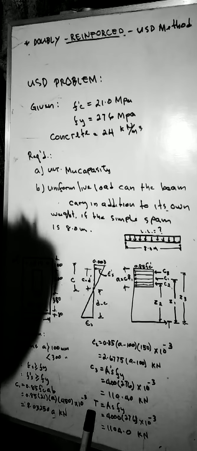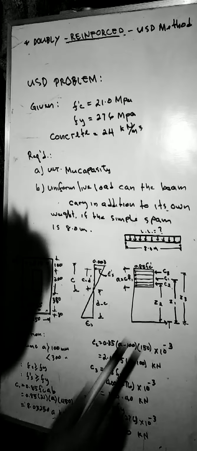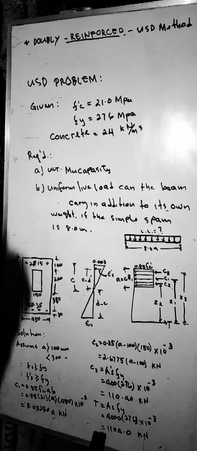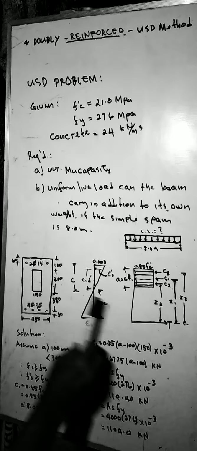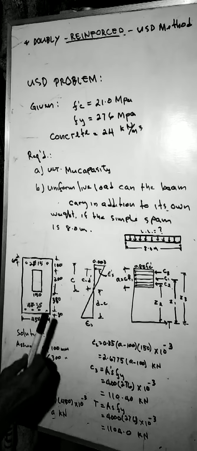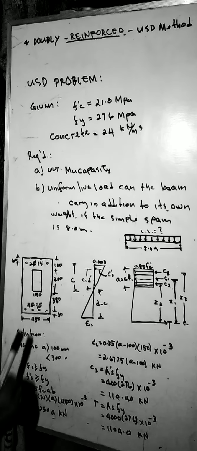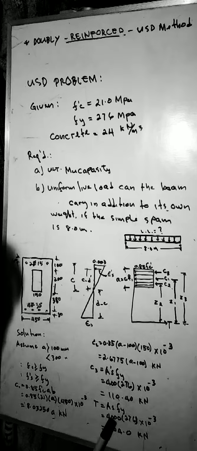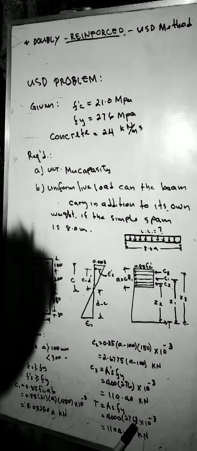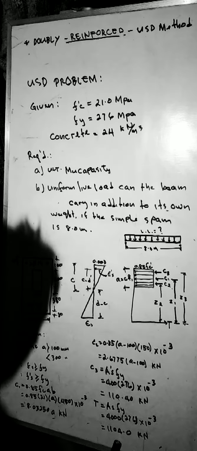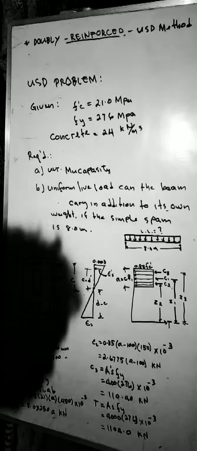Next is the value of T. T is As times fy. We have 4,000 because for number 35 bars, the cross-sectional area of an individual bar is 1,000, and 4 times 1,000 is 4,000. That's why we have this. Then fy is multiplied by 10 to the negative 3 to convert the unit into kilonewtons. So we have 1104.0 kilonewtons.